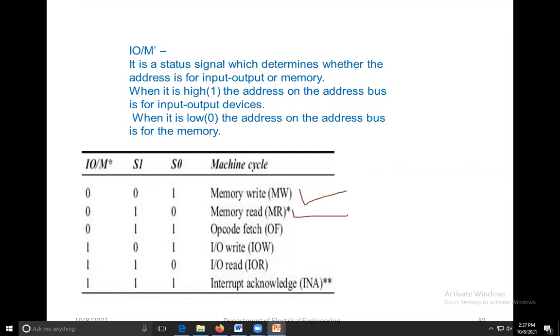Then another is the opcode fetch, which is 11. If it is 0, then it is opcode fetch from the memory. And if it is 1, you have to fetch the opcode from the input/output devices. Okay, you understand everything? This is the function of these three pins, input/output and S1, S0 pins, which are connected in your diagram.